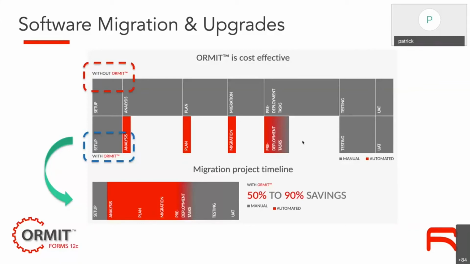And as you can see here, through different stages of a typical upgrade project, whether you're in the analysis phase, the planification, the actual migration, or the pre-deployment tasks or post-migration tasks, if we can say more the manual steps of those projects, we automate a very large portion of that. So that's how you save using ORMIT through all these particular stages of a project.